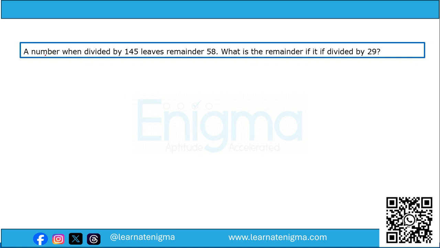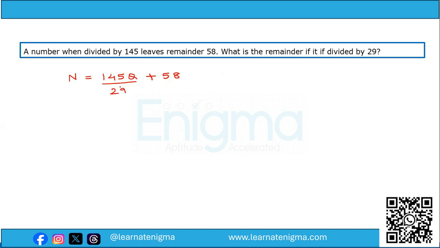Now, from the first sentence, we can say that the number n is 145q plus 58 because the remainder is 58 and we are dividing the number by 145. Now, if this number n is divided by 29, we want to find out the remainders. So let's divide each term separately by 29.